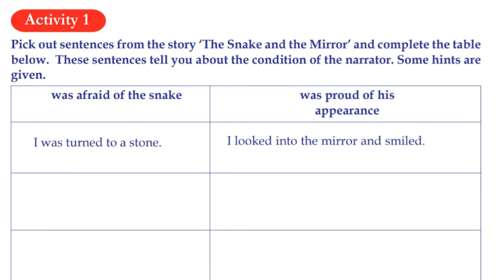Let us start from the first column, Was Afraid of the Snake. One of the hints is given there: I was turned to a stone. Which are the other points? Look into your chapter, you can find them there. I post a part of the lesson on our screen. We are going to find the other points.